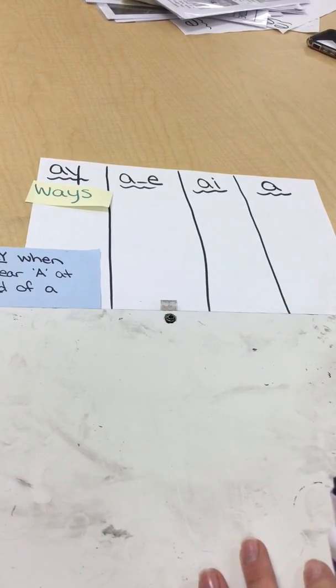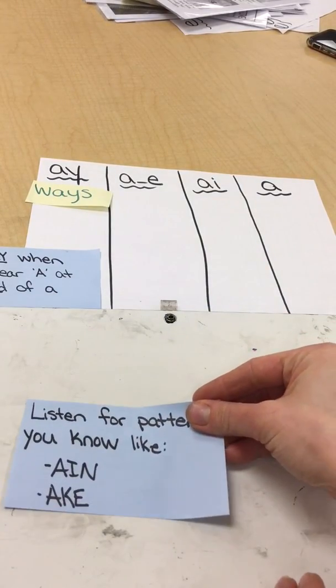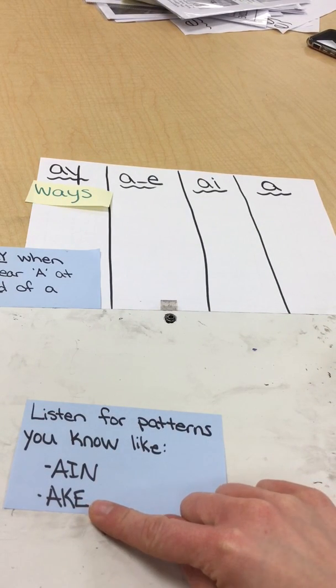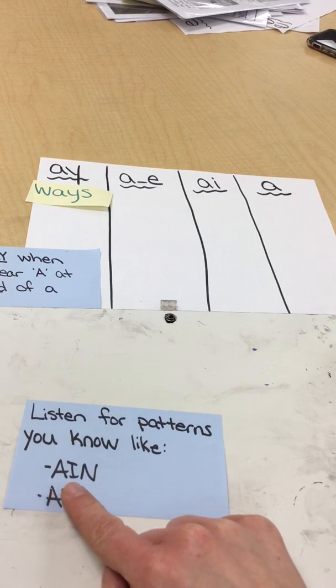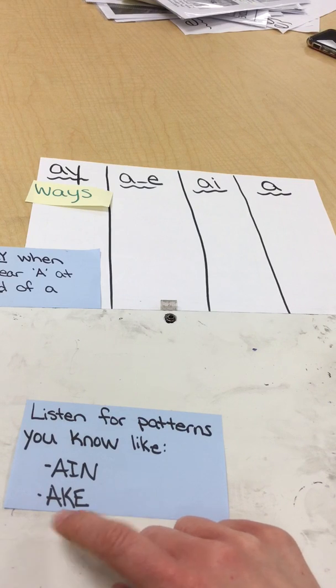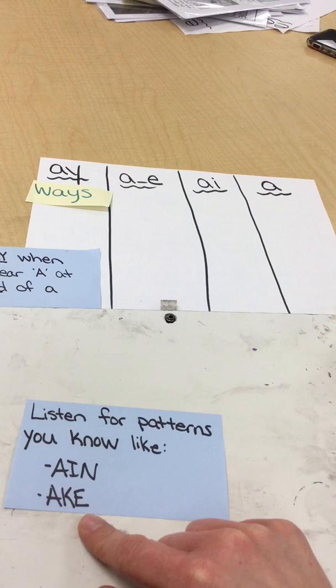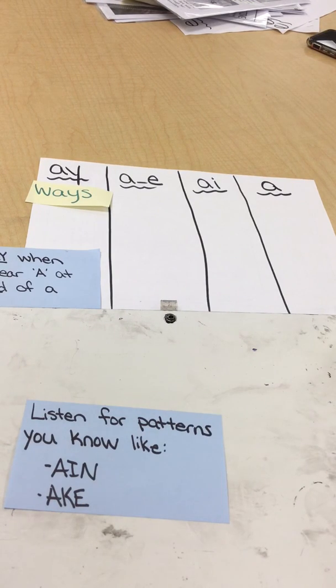Another rule you want to keep in mind is you should listen for patterns you know, like the AIN pattern or the AIK pattern. AIN has the AI together making the long A sound. AIK has the A with an E at the back helping it make the long A sound. So you can think about some of those word families you might know.